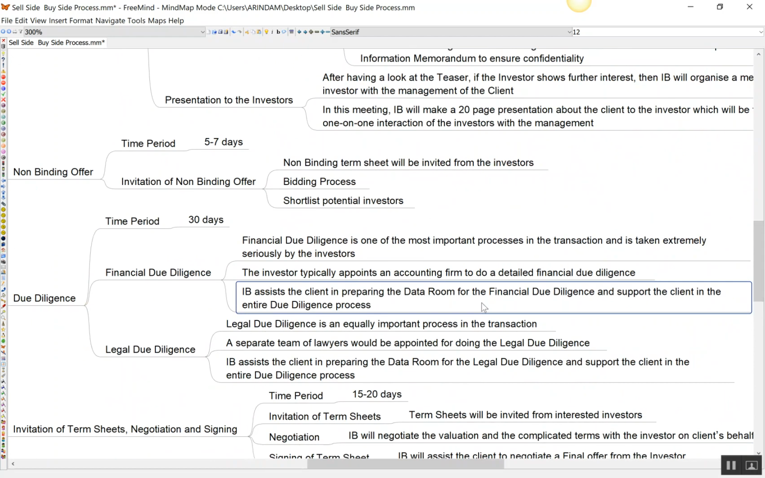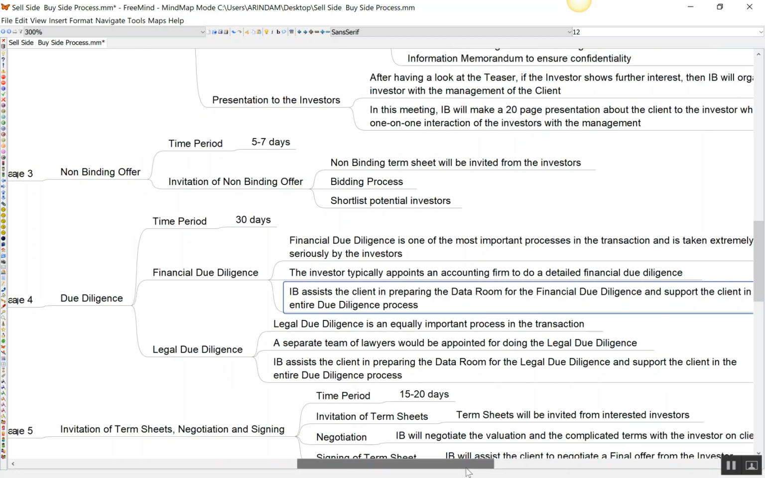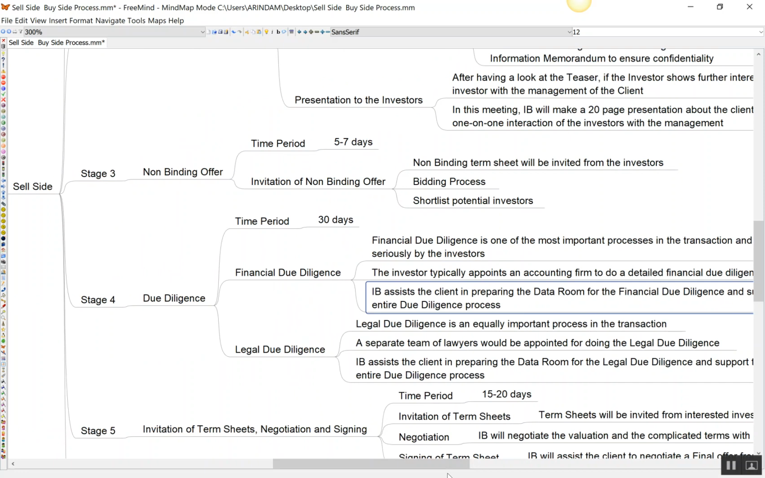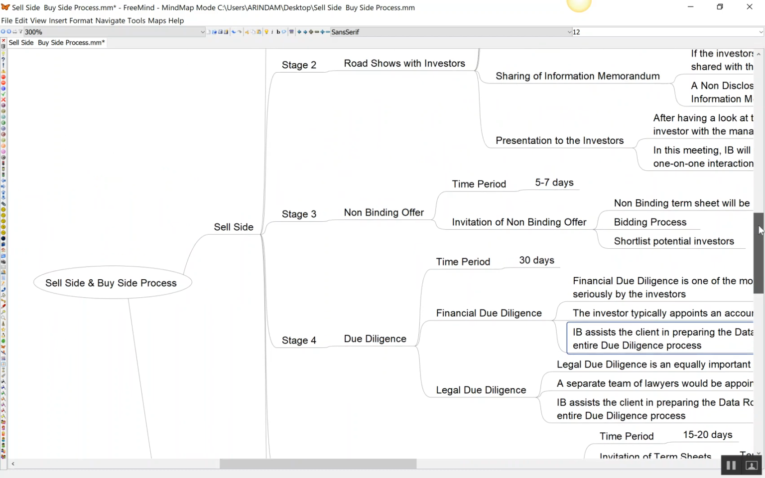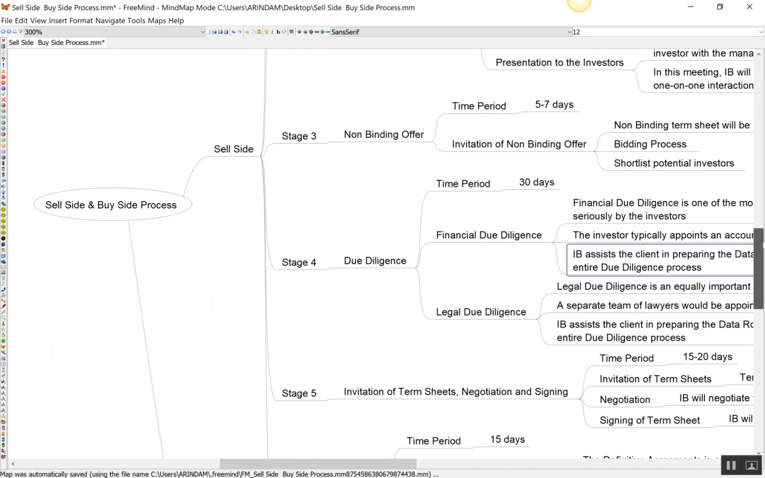So on the buy side, the investor is basically going to give those pieces of information or try to extract information and get the transaction moving, right? So it's nothing more than a reflection of the sell side. Whatever sell side activity is undertaken, exactly the reverse activity happens on the buy side, right? So this is just to give you a sense in brief of what the activities are, what the time period is, and what the stages are in sell side and buy side activity.